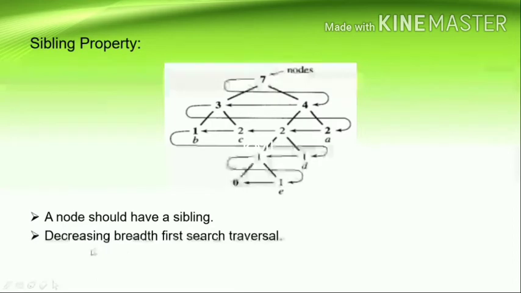Now it should be a decreasing breadth first search traversal. What is the meaning of decreasing? When you follow this path, you should encounter the elements in decreasing order. First you have a 7 here, then as you follow the path, you get a 4, which is less than 7, then a 3, which is less than 4, then a 2, which is less than 3, again 2, then 1, which is less than 2, then 1 and 0, which is less than 1. So this order is decreasing. This is the second condition: the elements should be in decreasing order as you follow this path.